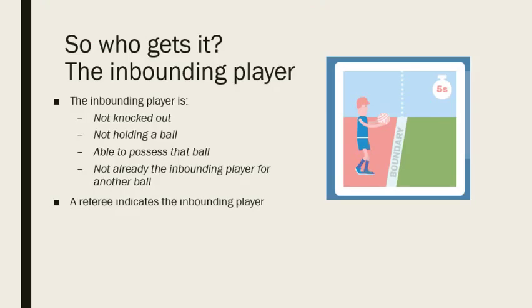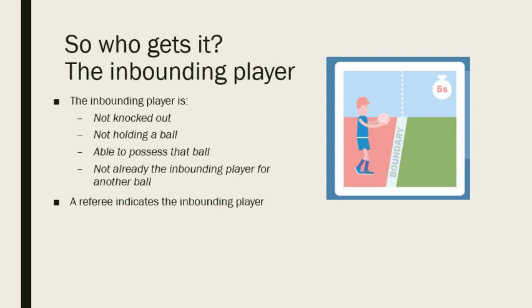So, ball is out. We've decided that a ball is out. Who gets the ball? The person who gets the ball is termed the inbounding player. Now, the referee will designate who the inbounding player is, whether that's the head referee, usually if it's a quaffle, or an assistant referee. So assistant referees, please, more importantly than usual, please be watching your boundaries because you need to tell someone to go get the ball.